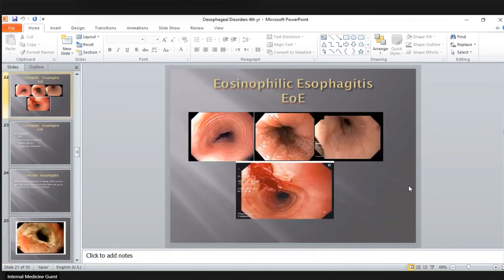This is how it looks on endoscopy. You look at this, you will think it looks like a trachea, but it's really the esophagus, and we call this endoscopic picture trachealization. Sometimes furrowing, and when you take a biopsy or try to dilate, the mucosa splits easily.